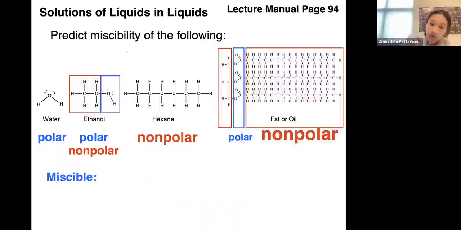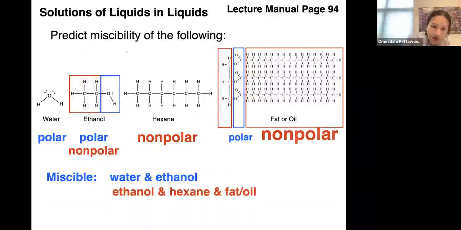The next thing is we should be able to find out miscibility, right? So we see that those containing a polar part are going to be able to dissolve in each other, for example, water and ethanol. Okay, and then ethanol would be able to dissolve hexane and also fat and oil, right? Because ethanol shares the hydrocarbon, and the majority of oil contains hydrocarbon as well. So they are going to be able to dissolve better in ethanol and also hexane.